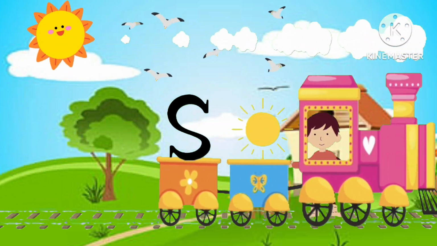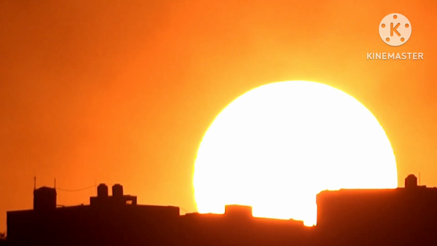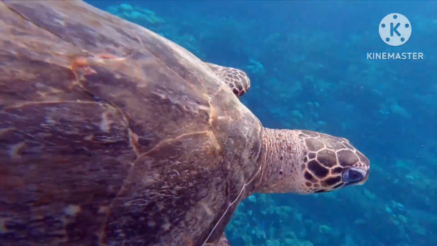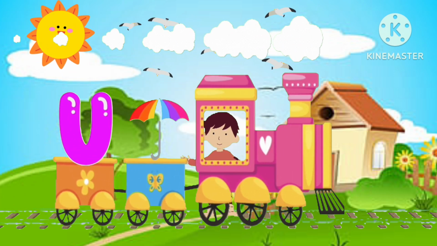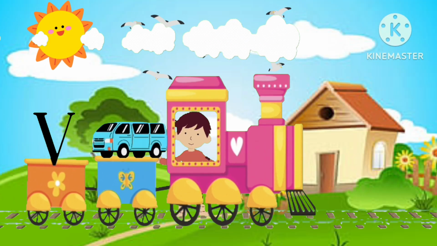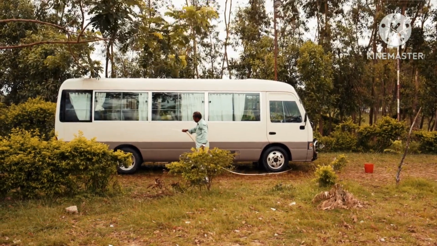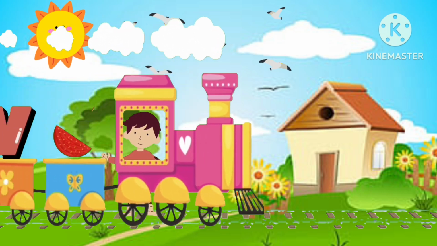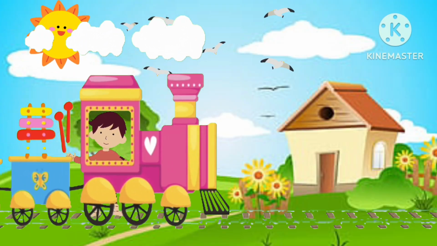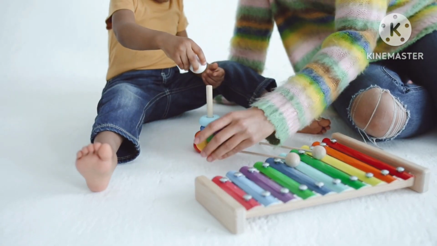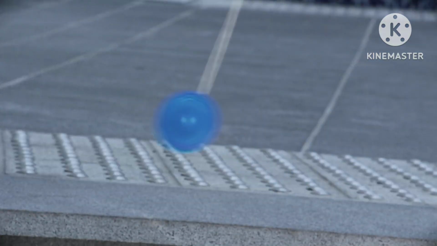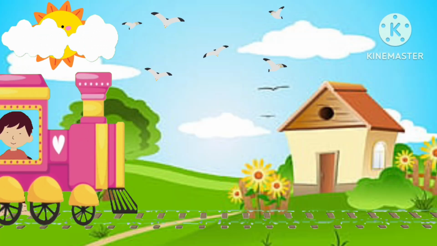S for sun. T for turtle. U for umbrella. V for van. W for watermelon. Yum! X for xylophone. Y for yo-yo. Z for zebra.